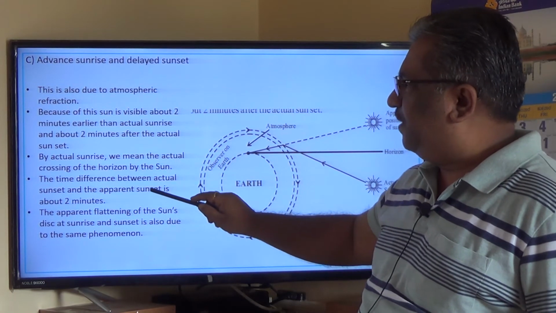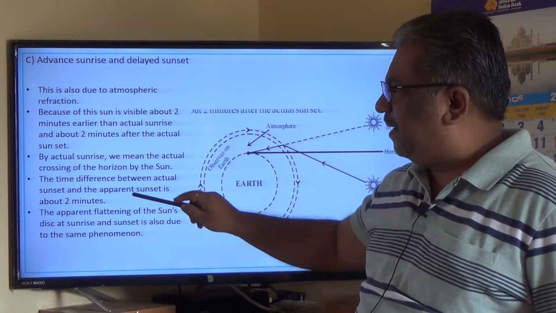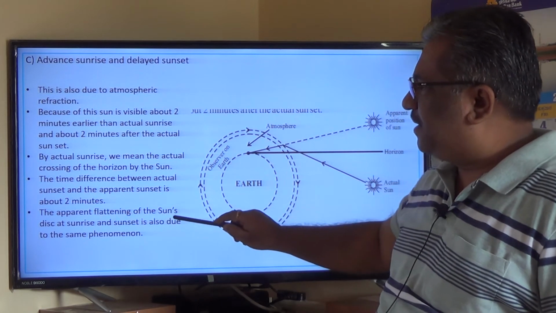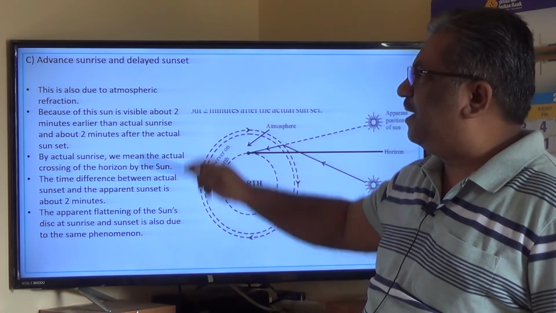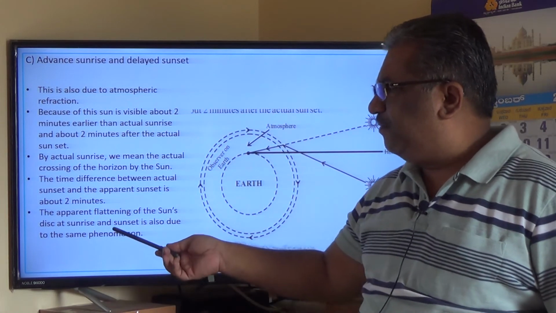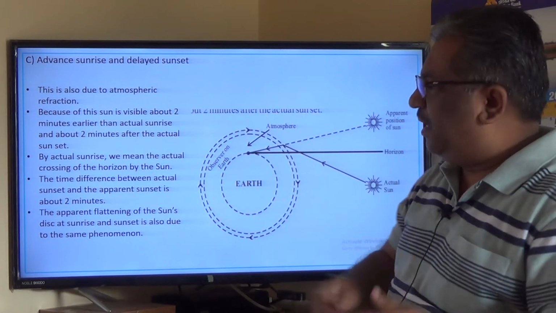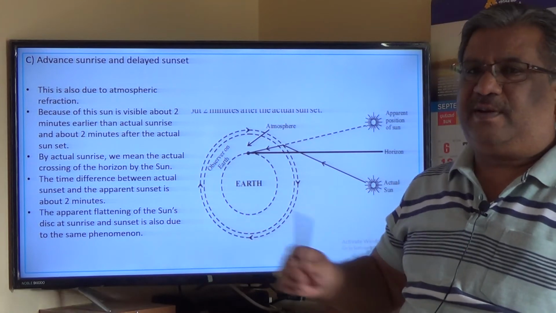The time difference between the actual sunset and the apparent sunset, or the actual sunrise and the apparent sunrise, is about 2 minutes. The apparent flattening of the sun's disk at sunrise and sunset is also due to the same phenomenon, that is atmospheric refraction. Apparent flattening means the sun appears to be a flat disk, not a circular disk, and that is called the apparent flattening of the sun's disk. That is also due to atmospheric refraction.